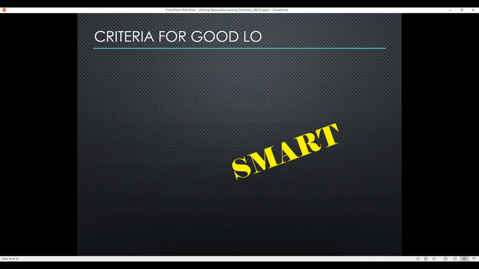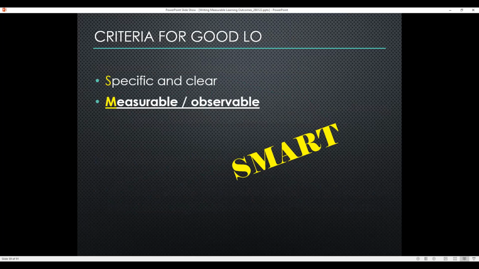Okay, so what's the criteria for good learning outcomes? Yeah, it has to be SMART. Just now you mentioned one of it already, which is it must be measurable. And first one is to be specific and clear, which I showed you already. You need to specify the condition and the standard with the correct action verb. Okay, and it has to be measurable, has to be achievable.